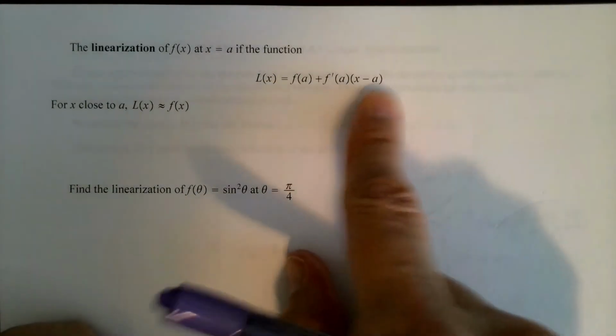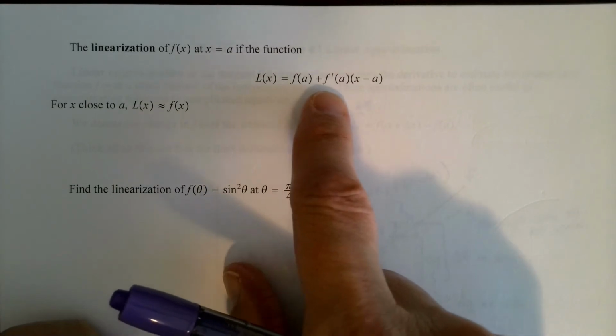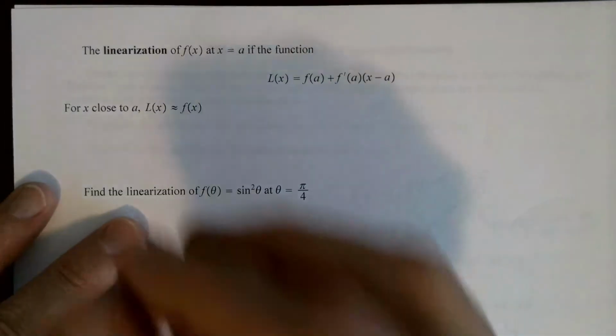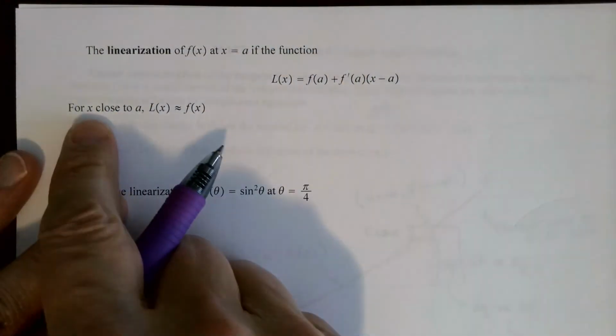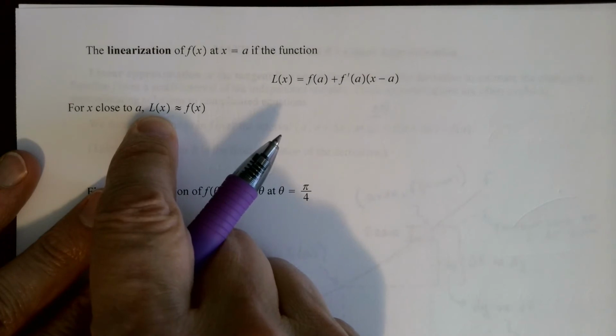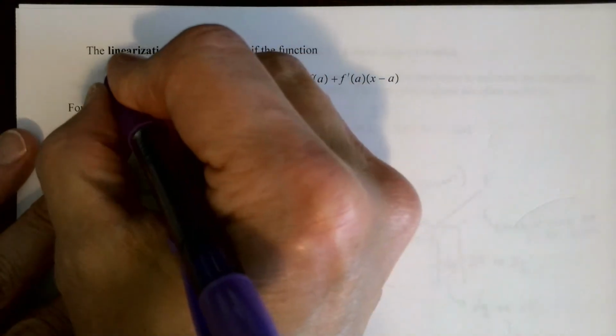Here's what the book will show you, or you'll look up, or you might find this. L of x is f of a plus f prime of a times x minus a. Okay, what is all this stuff? All right, and this is for x close to a. Then the linearization is about equal to the actual function. So what is this linearization?